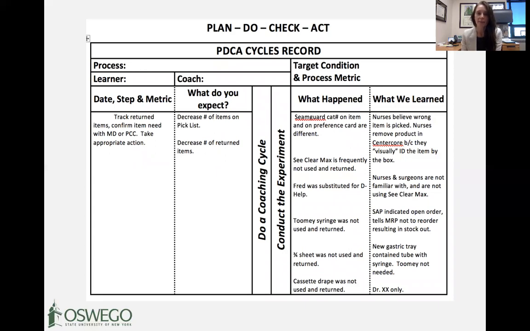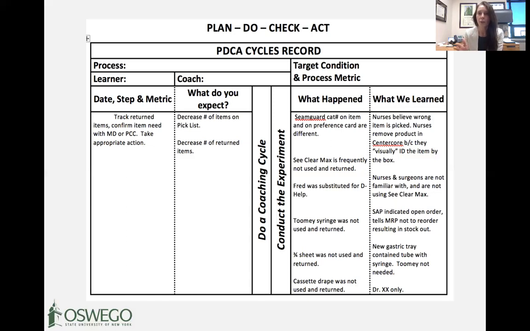What's the experiment? And then what do you expect to have happen, right? What's our hypothesis? So in this example, this is in the operating room, and we're looking at items on a surgeon pick list that are constantly being returned. So we're trying to improve the supply chain.